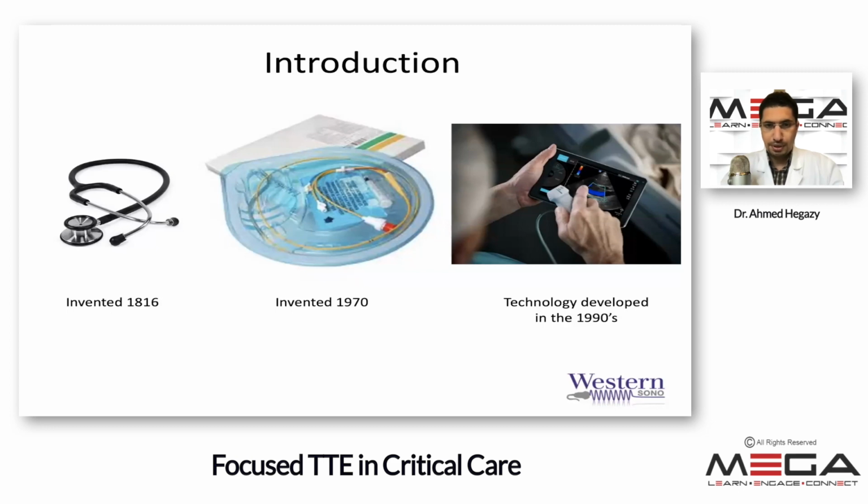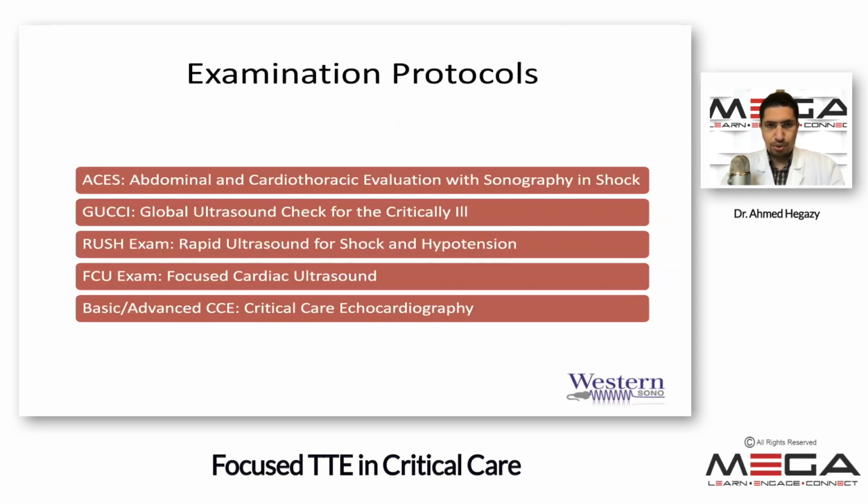So in terms of examination protocols, there are multiple focused transthoracic echo examination protocols that are available. And if you look into it, you'll find that there's quite a few protocols. There's the ACES protocol, which is the abdominal and cardiothoracic evaluation with sonography in shock. There's the global ultrasound check for the critically ill, which is the Gucci protocol. There's the RUSH protocol, which is the rapid ultrasound for shock and hypotension.